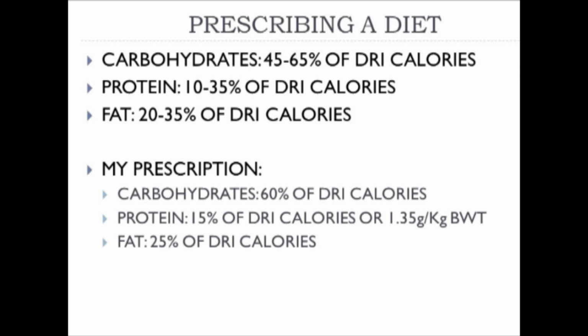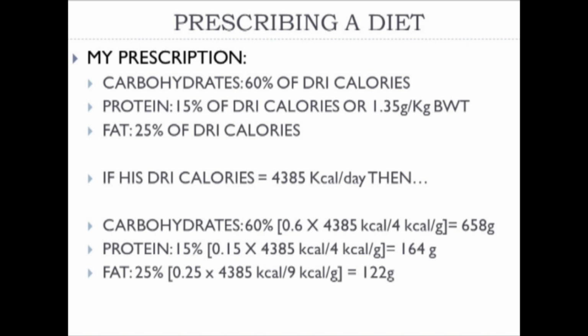Or I might actually use body weight. Maybe the equivalent here of about 1.35 grams per kilogram body weight of protein. Remembering that the gram amount of protein per body weight is a more precise way of prescribing protein. And fat, I might prescribe 25%, and I can see here that it's clearly between the healthy range of 20 to 35%.